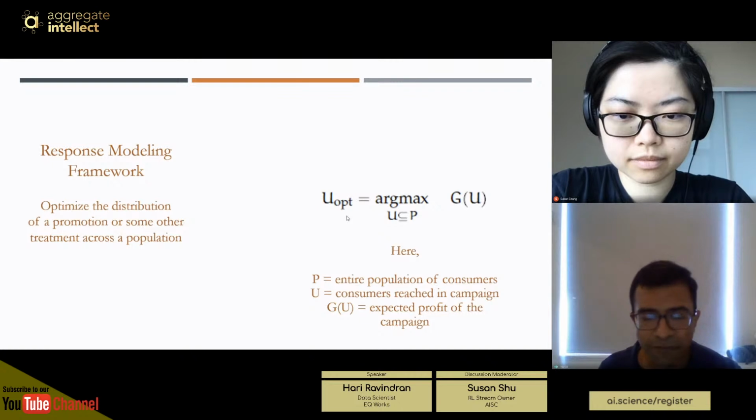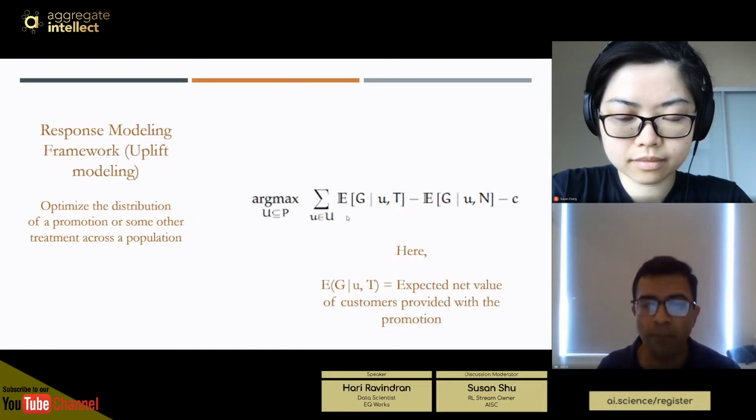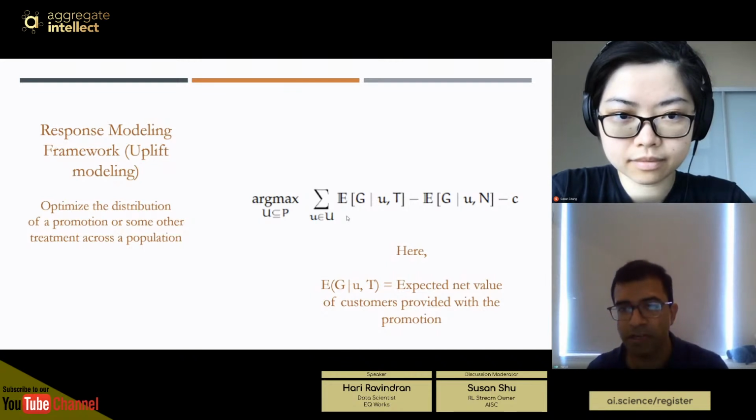Now, this framework, or this optimization problem, isn't really the best way to approach this. What is more frequently used is the following modeling framework, which is called the uplift modeling framework.